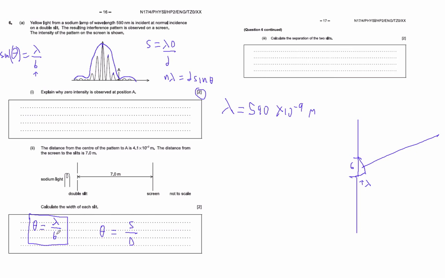So lambda over b, b is what you're solving for, is also going to be that distance divided by the distance to the screen. Lambda is 590 nanometers, and then you can solve for b. I got something that was satisfyingly even, close to 1/10 of a millimeter. All right.